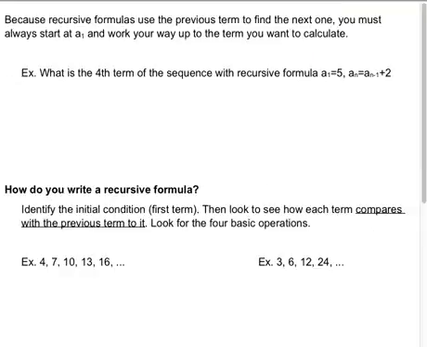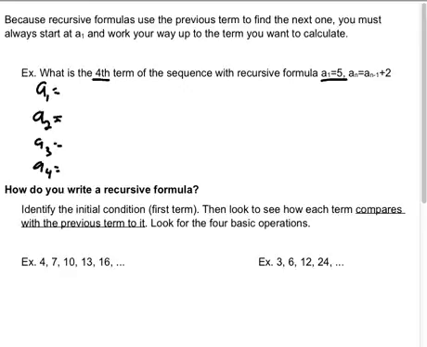Now, be aware, the hindrance of using recursive is that with explicit I can just find an immediate term, right? If I'm dealing with recursive, I have to start with a first term and then work my way up, okay? So if I want the fourth term, I need every term leading up to it, okay? Because I always need the previous term in order to do it.